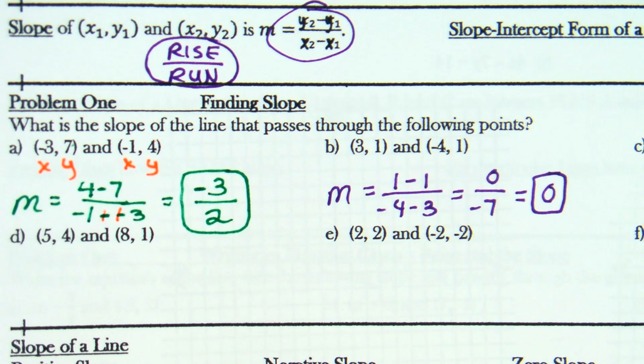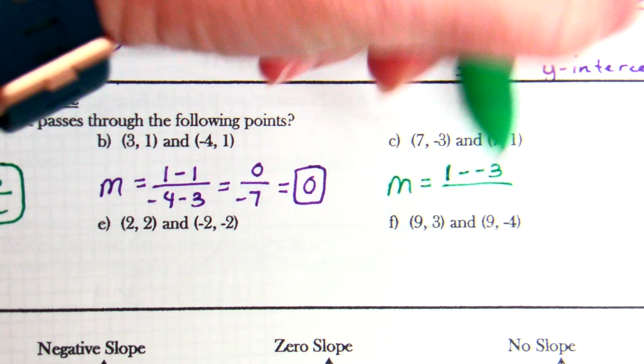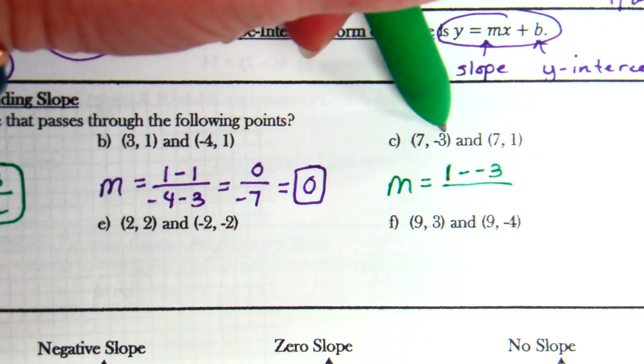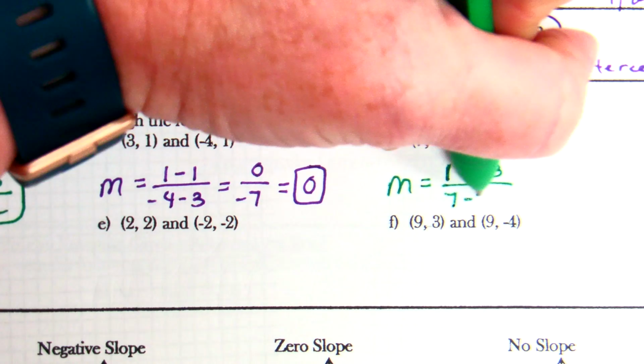Okay, C. 7, comma, -3, and 7, comma, 1. Y minus y. What are you doing on top? 1 minus -3 on top. If I do 1 minus -3 on top, what am I doing on bottom? 7 minus 7. Good. What is 1 minus -3?